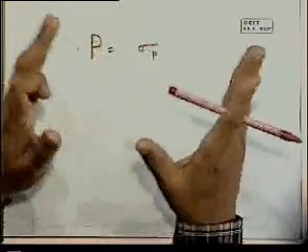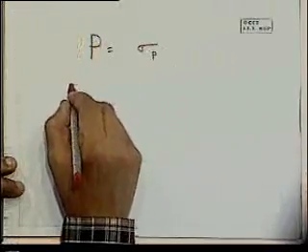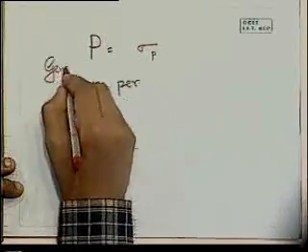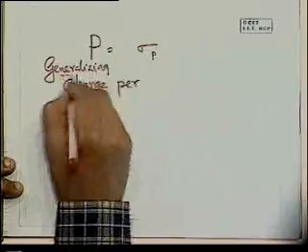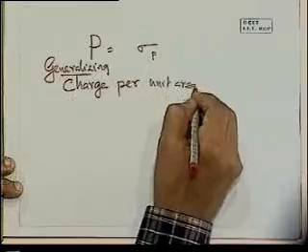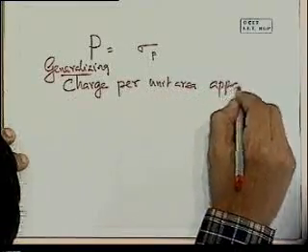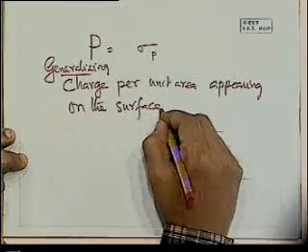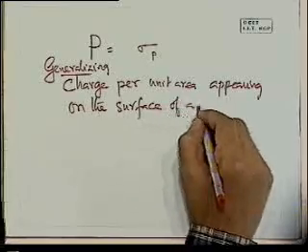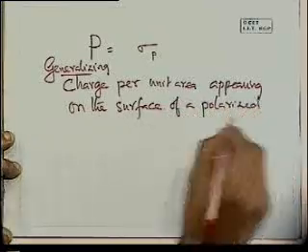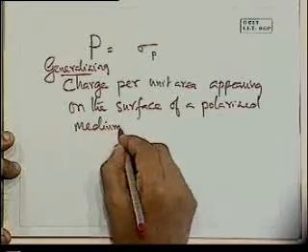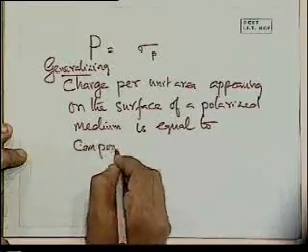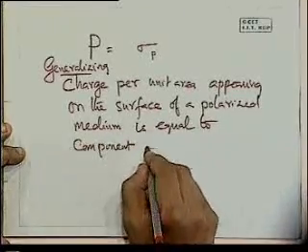If we make a broad generalization without going into the details, we can write that the charge per unit area appearing on the surface of a polarized medium is equal to the component of polarization normal to this surface.